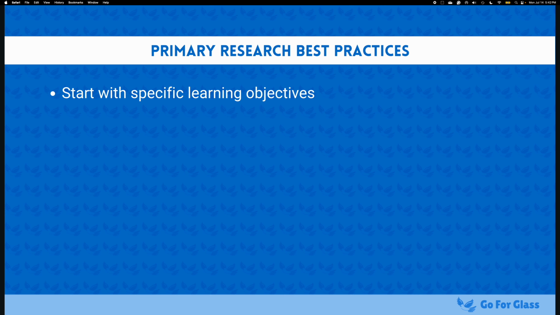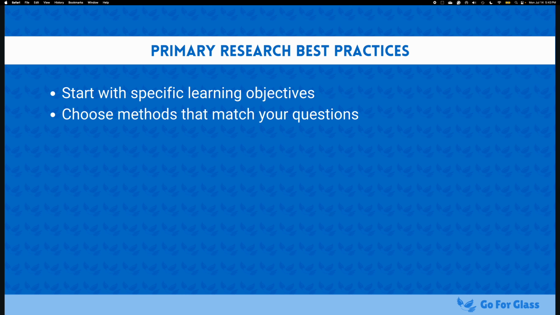Once again, we could also say, we want to understand why users are abandoning the app after the first login. That's better for a starting point than saying, we just want feedback. Feedback is vague. These learning objectives will help you give your research a target. Next, we want to choose a method that fits our question.